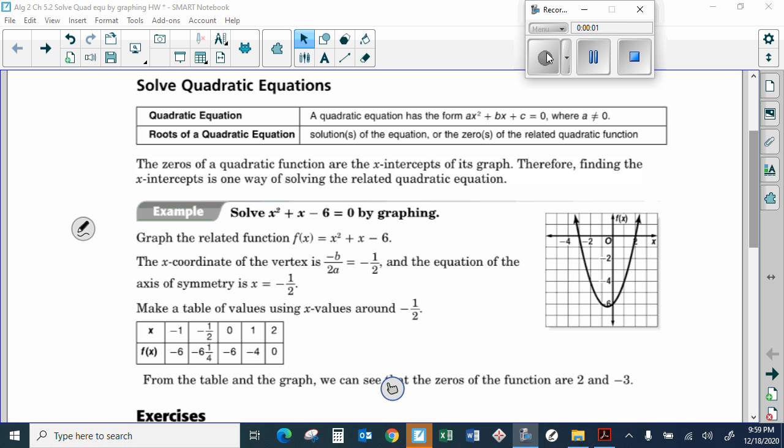Okay, students, go ahead and go through a few of these here. We're solving quadratic equations by graphing. Okay, so first quadratic equation.